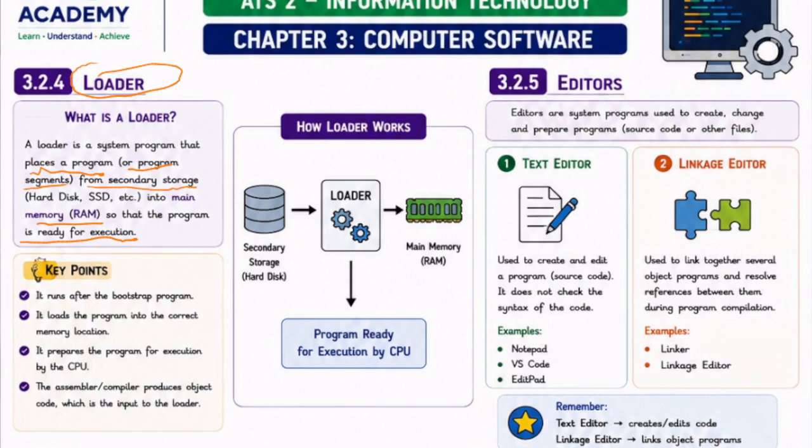So what are the key points here? It runs after the Bootstrap program. It loads the program into the correct memory location. It prepares the program for execution by the CPU. The assembler or compiler produces object code, which is the input to the loader.